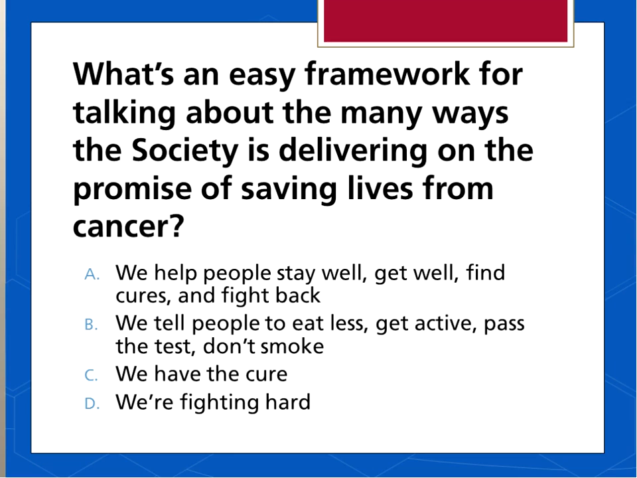All right, this takes us into our last trivia question. What's an easy framework for talking about the many ways the society is delivering on the promise of saving lives from cancer? Is it A, we help people stay well, get well, find cures, and fight back? Is it B, we tell people to eat less, get active, pass the test, and don't smoke? Is it C, we have the cure? Or is it D, we're fighting hard? Which one of these choices is an easy way to talk about all of the different things that the American Cancer Society does?